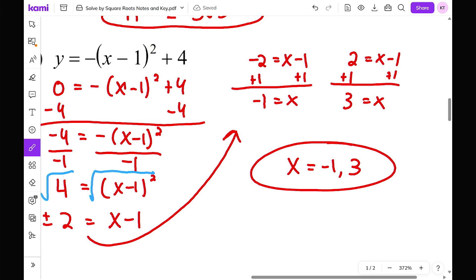All right, I would like for you guys to go ahead and finish up the rest of that page. And then once you're done with that, go ahead and work on Delta Math.